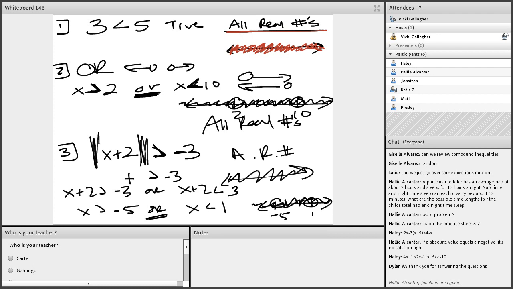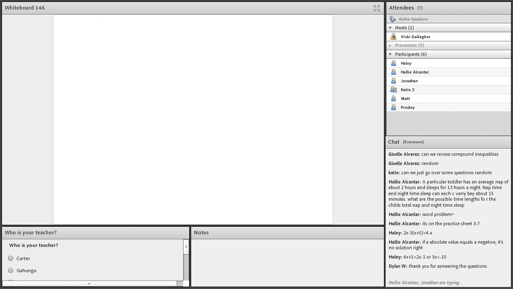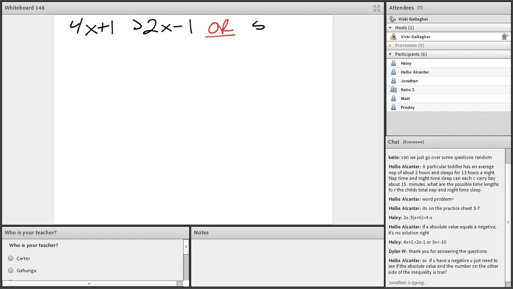All right, let's take a look at that OR problem that you typed in there. So it says 4x plus 1 greater than 2x minus 1, and then it says the word OR. It's really important. And then it says 5x is less than negative 10.